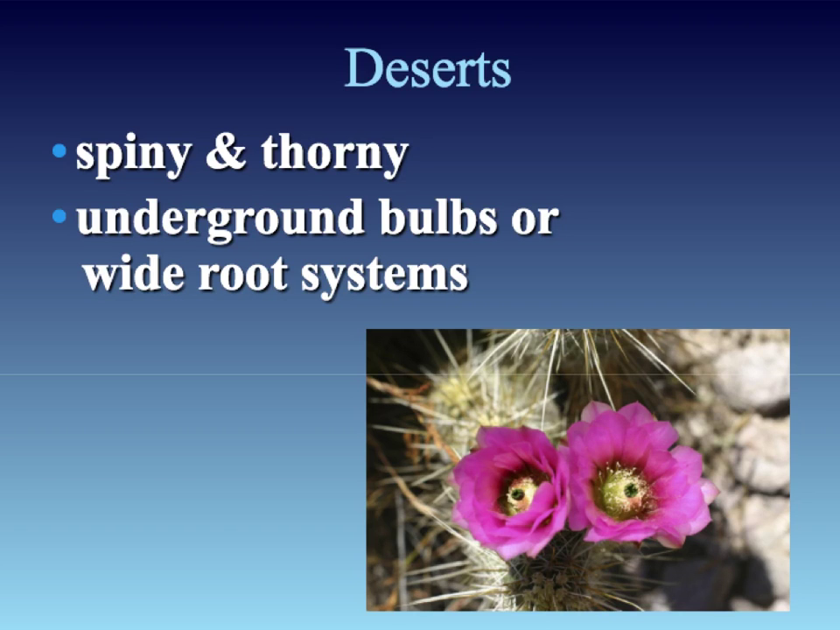The flowers do tend to be very spiny and thorny, and sometimes they will have underground bulbs or really, really wide root systems, again, to seek out that very precious water that is in short supply in these desert areas.